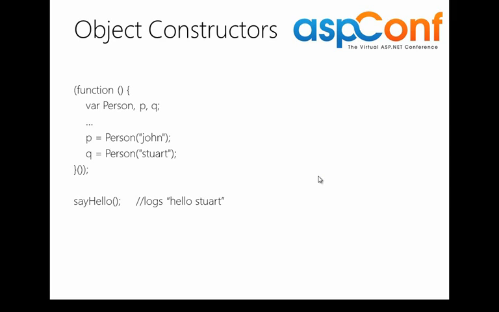Next, if you have p and q, and you've done p equals Person John and q equals Person Stuart, okay? In the global context, or anywhere, after you've called p and q, or called an anonymous function, if you do sayHello, it actually logs hello Stuart. So what happened to hello John? And what's going on?